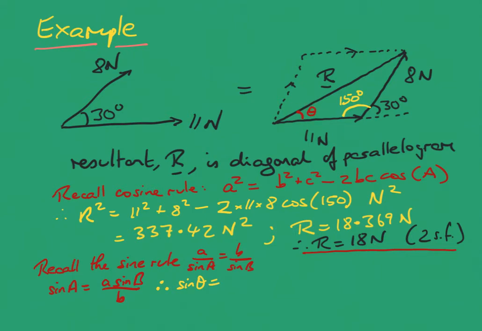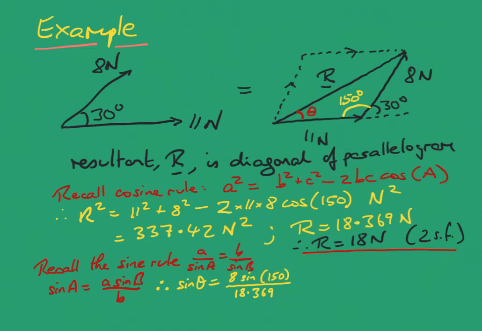So in our case, the sine of the angle theta here, and little a is the side opposite it, so it's 8 newtons, times the sine of the other angle that we're looking at here, 150 degrees, and that will be divided by the side opposite it, which is r, and we've just worked out what r is. It is 18, but let's use some extra significant figures, 18.369. We don't need to write out the units, but were we to do so, this is 8 newtons over 18.369 newtons, and the newtons cancel. This is just a number.